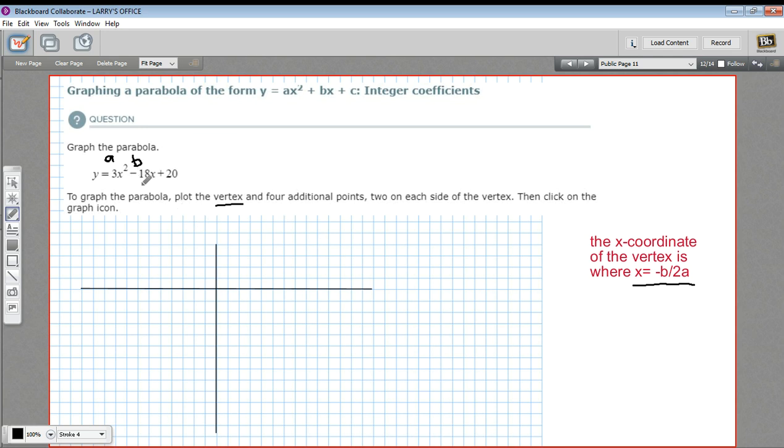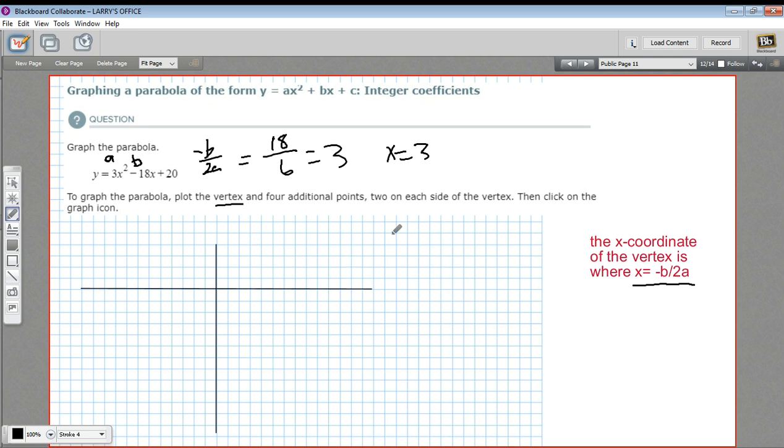So b here is negative 18, so negative b would be positive 18. I'm doing negative b over 2a. And a is 3, so 2 times a would be 6. So that comes out to 3. So our x-coordinate is 3. So somewhere along here is going to be our vertex.